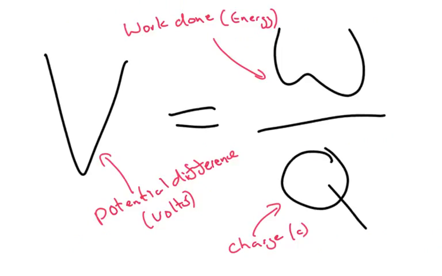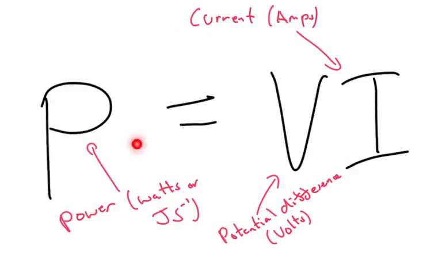Potential difference, measured in volts, is equal to the work done, which is an energy, so it's measured in joules, divided by charge measured in coulombs. Power, which is measured in watts or joules per second, is equal to the potential difference measured in volts times by current, which is measured in amps.